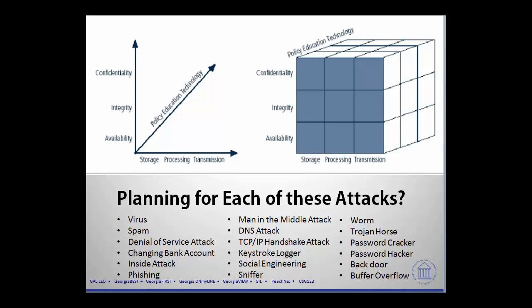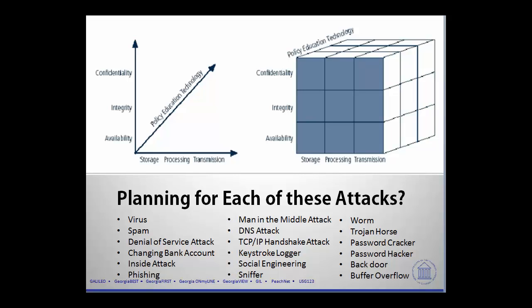Well, welcome back. It's time to continue our look at planning for different types of attacks, these 18 notorious types of attacks. And what we're going to do this time is look at that middle column and talk about man-in-the-middle attack, a DNS or domain name service attack, a TCP-IP or Transport Control Protocol, Internet Protocol handshake attack, keystroke logger, social engineering, and sniffer as the different attack vectors.